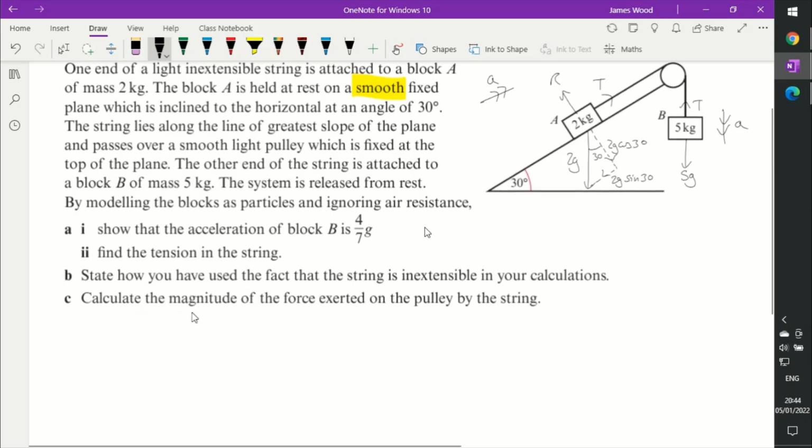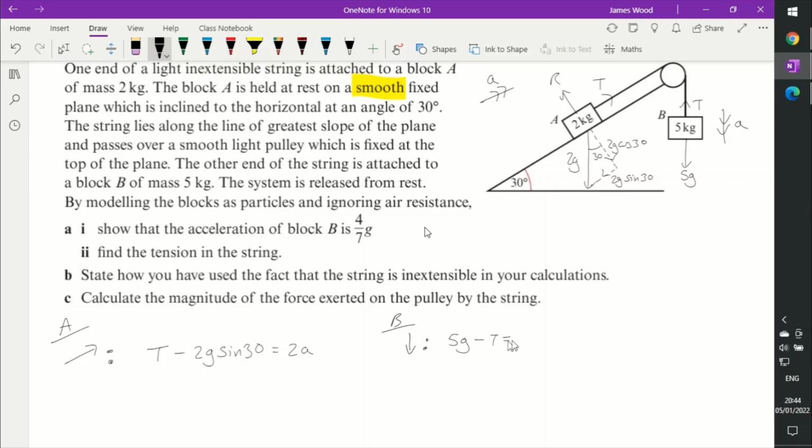So same idea as we did before. Let's do an equation for each object. So for object A, it is accelerating up the plane. So that's going to be T minus 2g sin 30, that's the force that's trying to stop it, equals 2a. For object B, going to resolve downwards, so that'll be 5g minus T equals 5a.